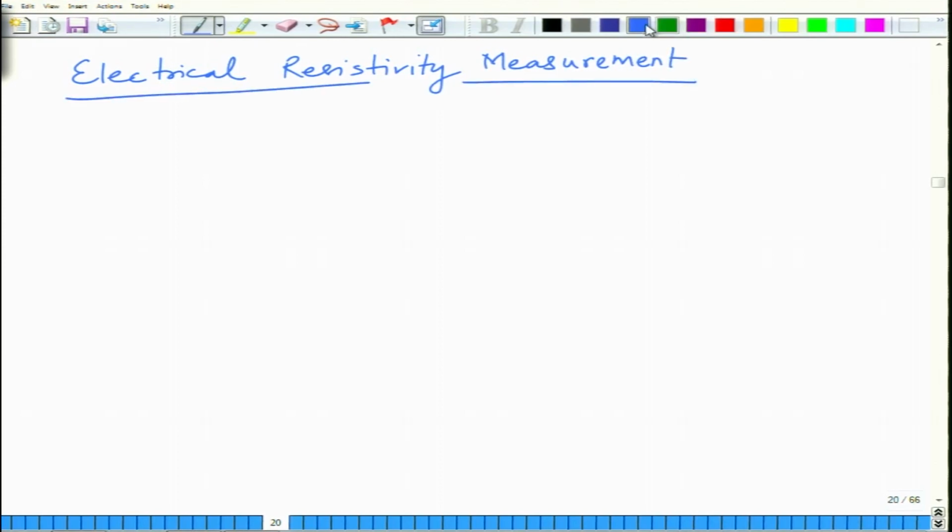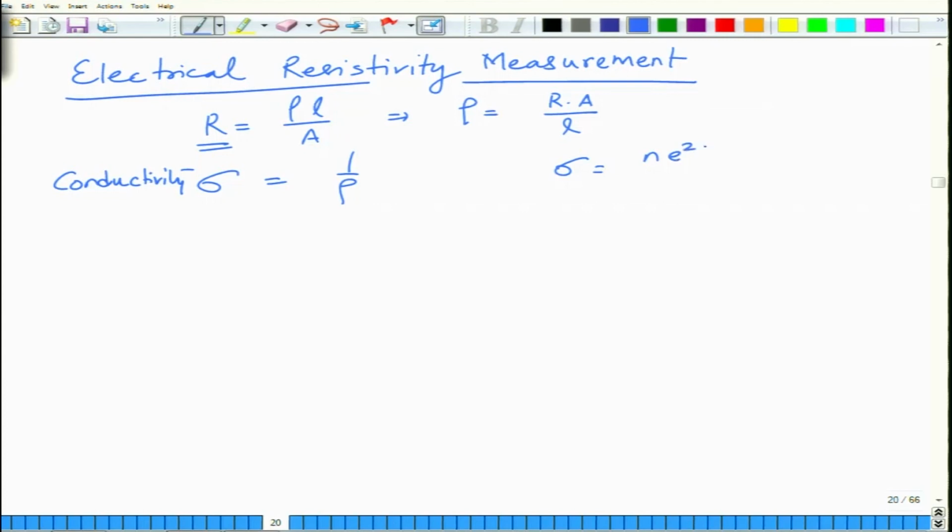Now, electrical resistivity basically, so we know that R is equal to rho L upon A, where R is the resistance and rho is the resistivity. Resistivity is equal to R into A divided by L. And resistivity is the inverse of conductivity. So, conductivity sigma is equal to 1 over rho, and sigma is equal to n e square tau over m, where n is the number of electrons, e is the electronic charge, tau is the relaxation time, and m is the mass of the electron.